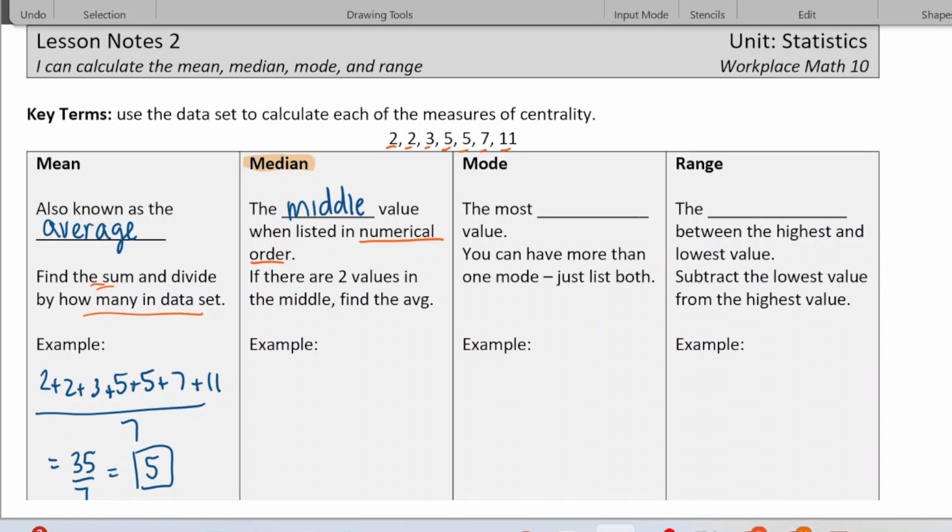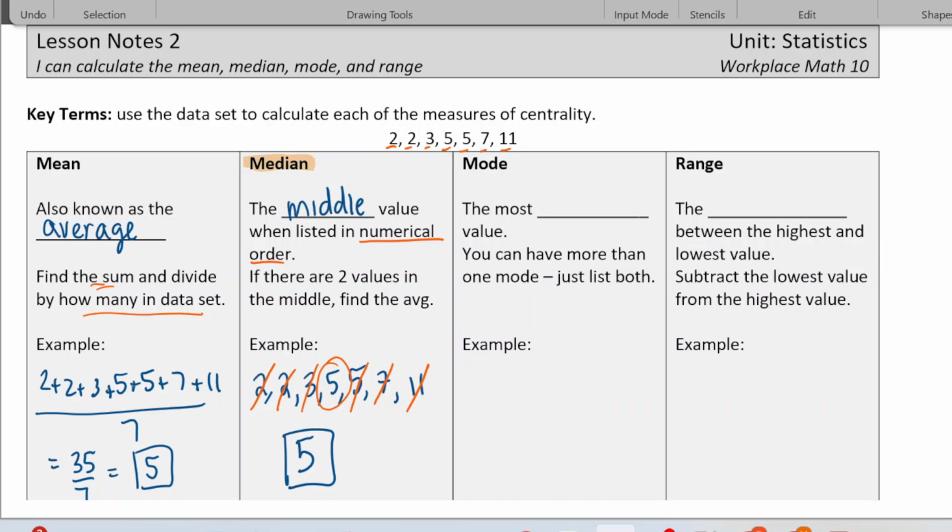So let's look at this data set and we're going to find the middle. So we have 2, 2, 3, 5, 5, 7, and 11. So for me, I find it easiest just to kind of cross off until you get to the center, and then you'll find the center like that. So I'm crossing off. Oh, I've got the central value. So in this data set, actually the median and the average are the same. That means our data set is pretty symmetrical.